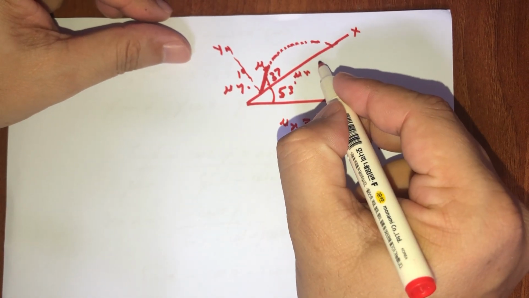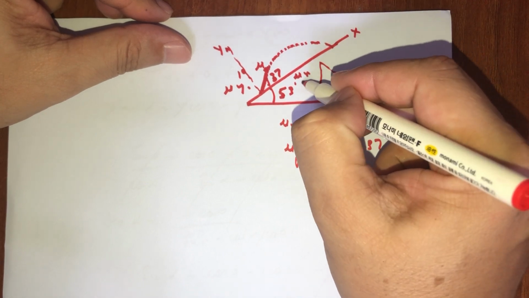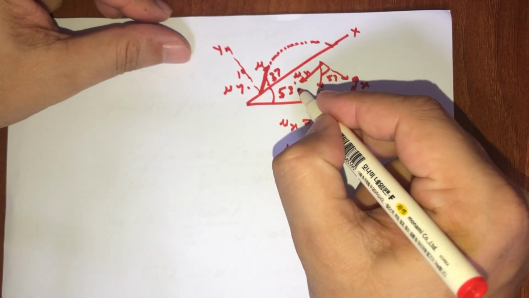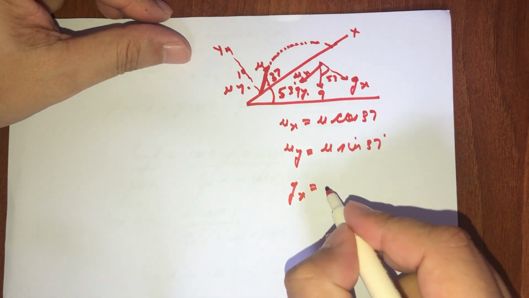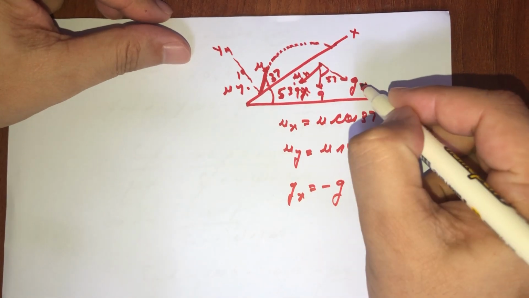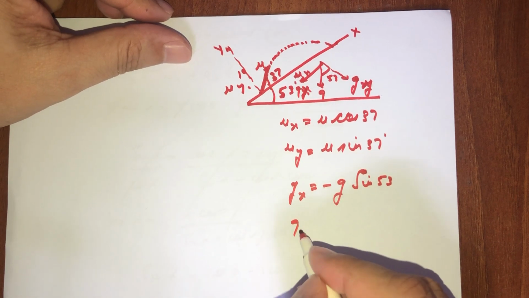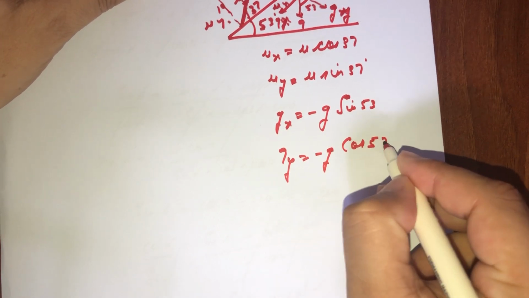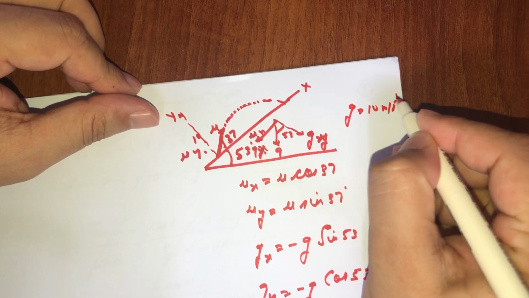and the acceleration due to gravity g can also be resolved in two components. This will be 53, so this will be g of x and this will be g of y. So we can write that g of x is equal to minus g sine of 53 and g of y will be equal to minus g cos of 53, and value of g we are going to take as 10 meter per second square.